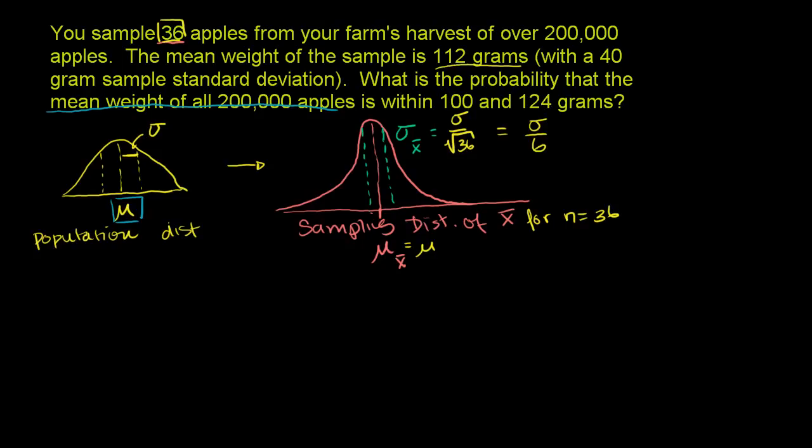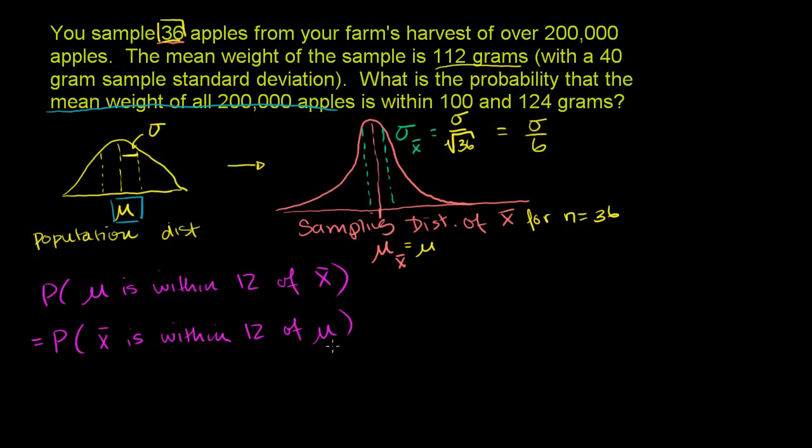So what they're asking us is, what is the probability that our population mean, this unknown parameter, is within 12 of the mean of our one sample? Now, if I told you that I'm within 5 feet of you, then that also means that you're within 5 feet of me. So this is the exact same thing as the probability that the sample mean is within 12 of the actual mean.